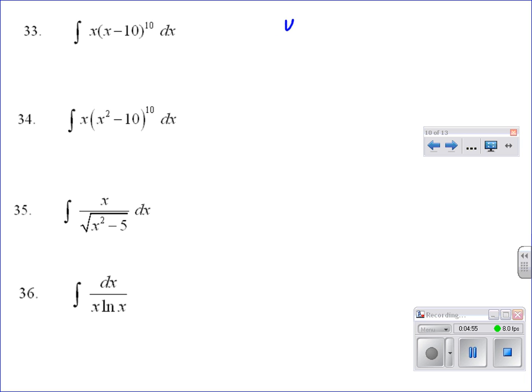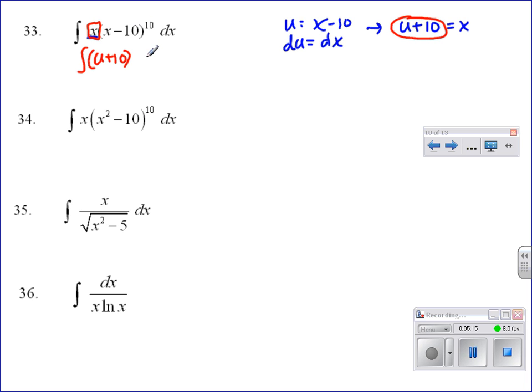So here, u-substitution, u is x minus 10, du is just dx. Now notice you have this extra x. You solve for x. So x is equal to u plus 10. You substitute in u plus 10 for your x. So u plus 10, put it in parentheses. And this is just your u to the 10.